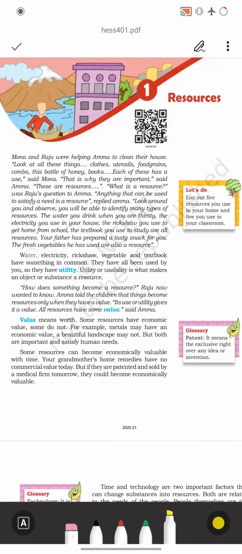And through the second para, we can know about what is utility. Listen. Water, electricity, rickshaw, vegetable and textbook have something in common. They have all been used by you, so they have utility. The meaning of utility is usability. Okay, the utility or usability is what makes an object or substance a resource. The thing which is usable is called a resource.